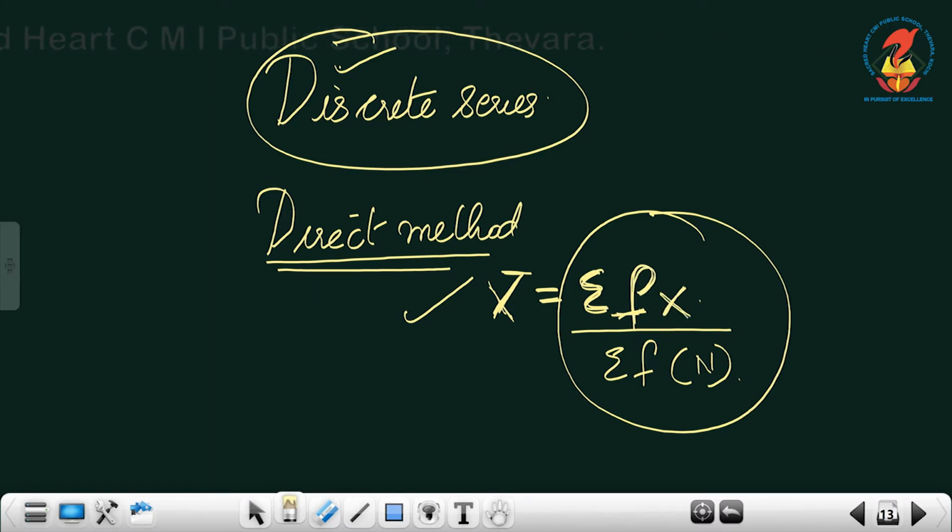Sigma fx means total of f into x, total of frequency into x values. So, each x value should be multiplied with the frequency and the total of that should be found, divided by sigma f, that means total of frequency. Total of frequency is represented as n here. So, we can write either as sigma fx by n or sigma fx by sigma f.